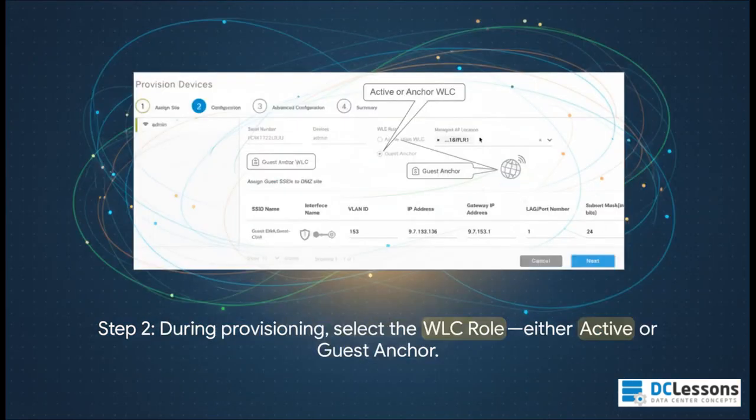And if you're using the Anchor foreign model, this step is where the real power is. When you're provisioning a new WLC, you simply tell DNA Center what its job is. Is it going to be a foreign controller inside your fabric, or is it the guest Anchor sitting out in the DMZ? With just that one click, DNA Center goes and builds all the complex configurations, the mobility groups, the tunnels, everything for you. That is the power of intent-based networking in action.